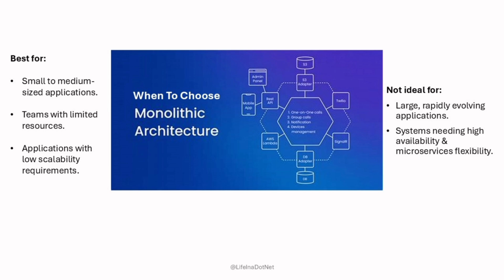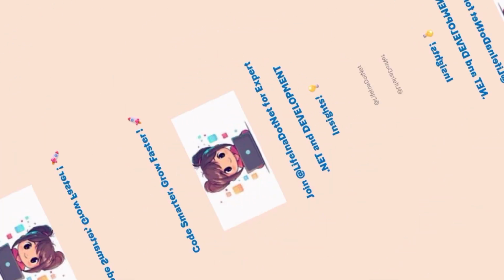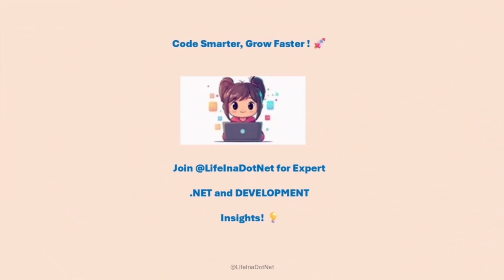We have explored different types of applications you can build using .NET and .NET Core. Monolithic, microservices, serverless, web, desktop, and cloud native applications. Each architecture has its strengths and is suited for different project needs. Whether you are developing a high performance desktop app or a scalable microservices based system, choosing the right approach is key.